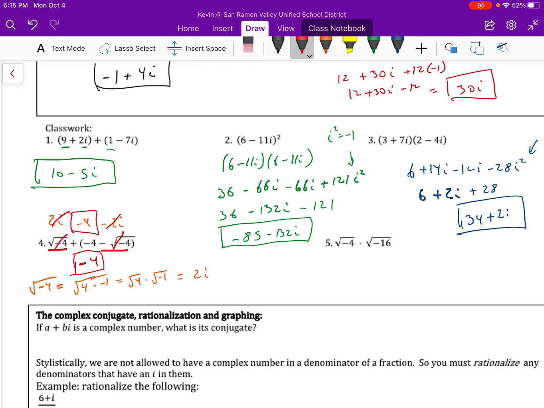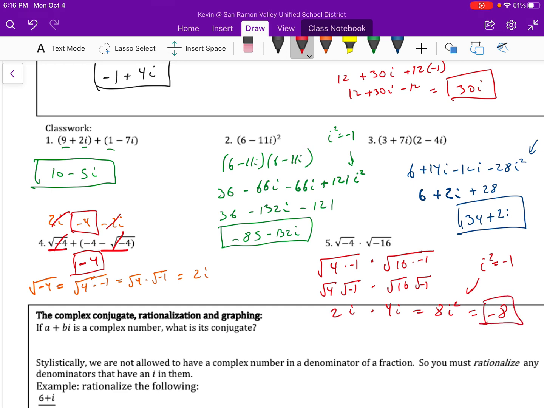Last one here, we have the square root of negative 4 times the square root of negative 16. The square root of 4 times negative 1 and the square root of 16 times negative 1 is going to give me 2i times 4i. That gives me 8i squared. i squared equals negative 1. This will give me negative 8.